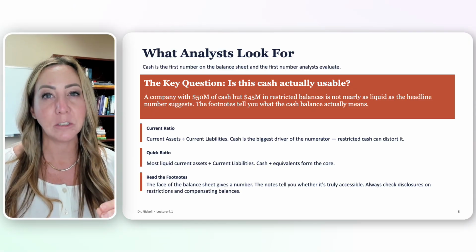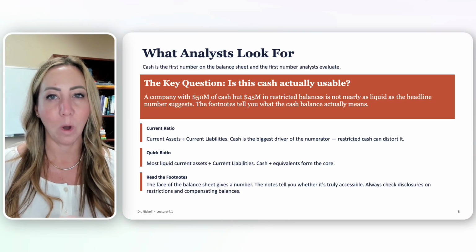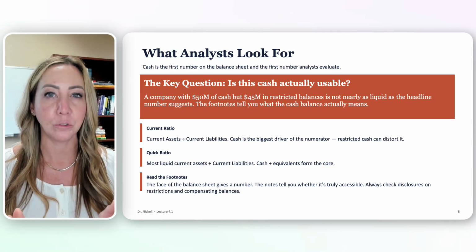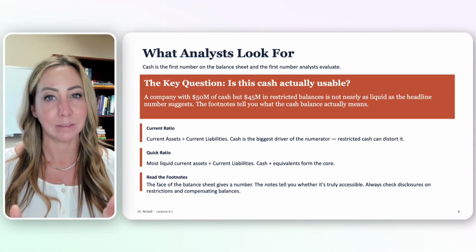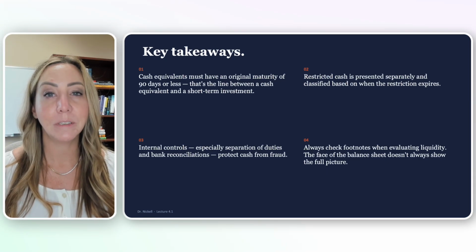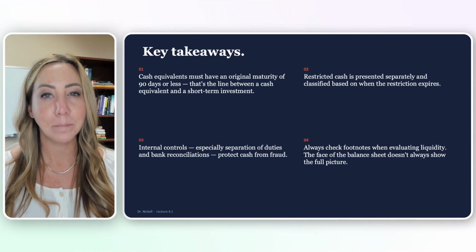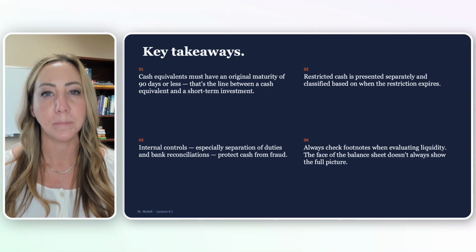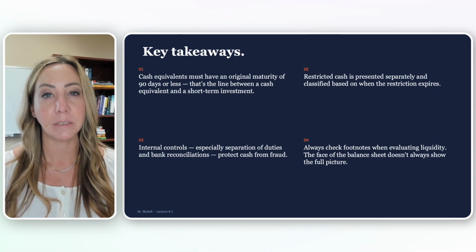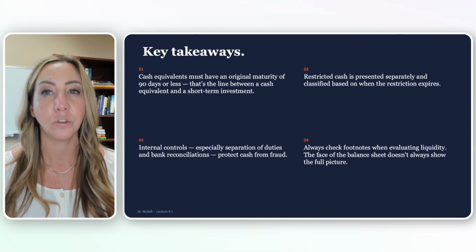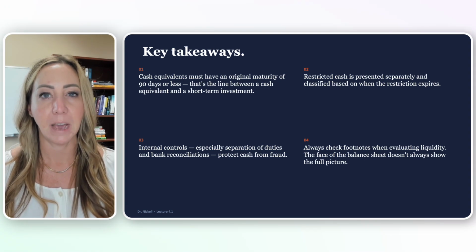Cash is the most fundamental measure of a company's ability to function. So GAAP is very precise about what qualifies and requires transparent disclosure when cash isn't freely accessible. To summarize, cash equivalents must have an original maturity of 3 months or less. That's the line between a cash equivalent and a short-term investment. Restricted cash is presented separately and classified based on the duration of the restriction, not the type of the asset.